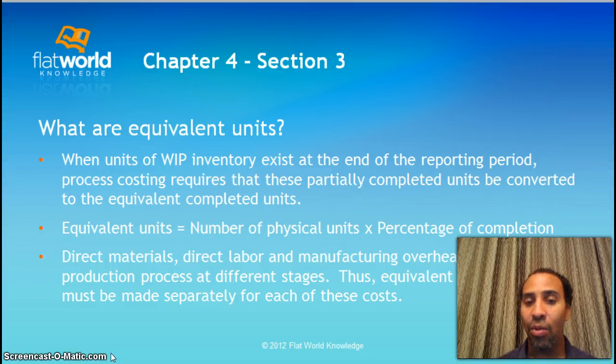So equivalent units equals the number of physical units, right? So if by example, that would be 10 times the percent completion, and it would be 50%, but we do 50% in decimal form as 0.50, and then my equivalent units would be 5, just like I indicated. Direct materials, direct labor, and manufacturing overhead often enter the production process at different stages. Thus, equivalent unit calculations must be made separately for each of these costs, right? So if they're coming in at different points, then they're going to have to get different calculations for each one.